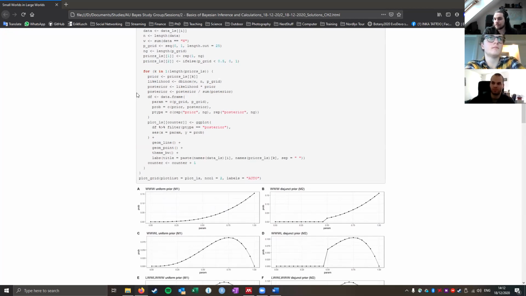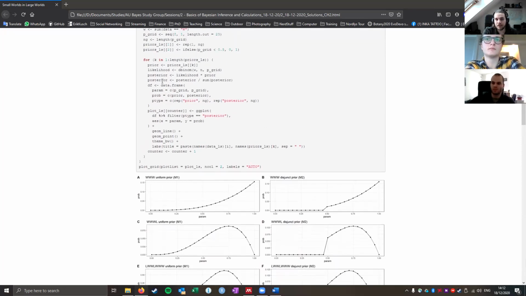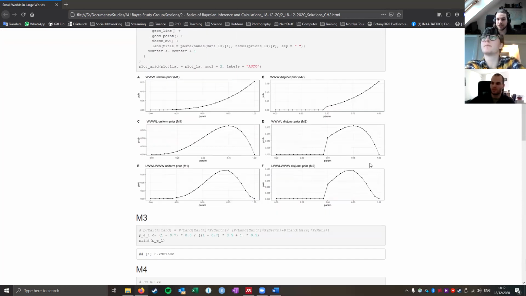And what I then do is I just put it into a data frame, which I then feed into ggplot. So I'm not going to get into that right here because that's not what we're here for. And write that into my plot list. Then jump back to the prior selection. So now I'm looking at the disjunct prior, as I called it, zeros and then ones with a cutoff point at 0.5. And down here, I just plot the results.